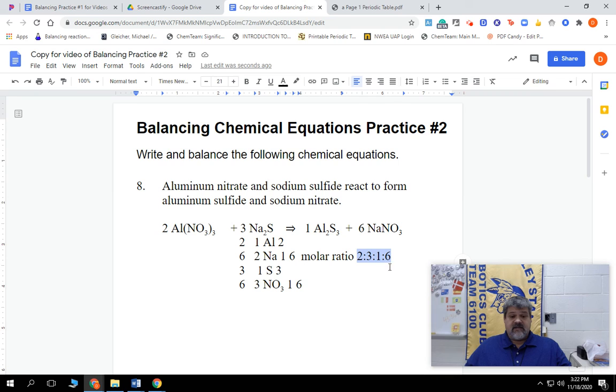I'd like to highlight this, take a look at it. Can I reduce it? I have a 1, so I can't reduce. So we're going to make it bold, highlight it in green. And we said, there's our answer. There is our balanced chemical equation and our molar ratio for problem number 8 of worksheet number 2.